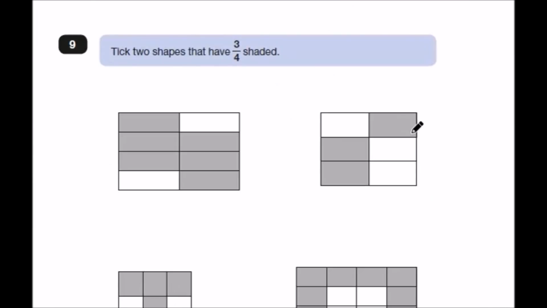Good. Number 9, guys. So take 2 shapes that have 3/4 shaded. Very easy. The way I look at it, I'll try to make this a fraction and simplify it. So how many things do we have shaded here? We can see we got 1, 2, 3, 4, 5, 6 rectangles shaded. So this is 6 over, and how many do we have? 6, 7, 8. 8 in total. 6 over 8 can be simplified.